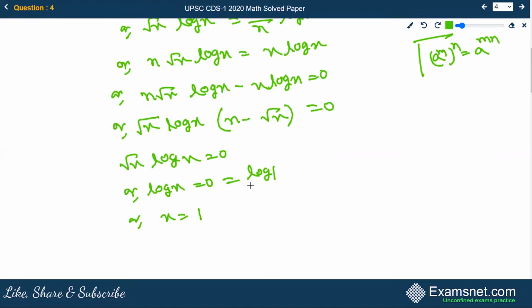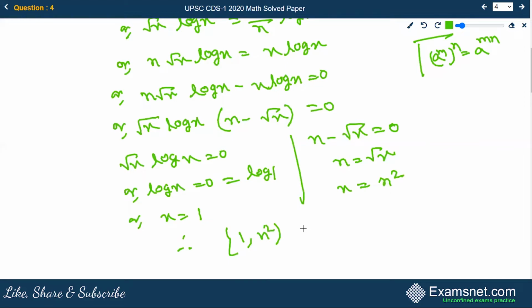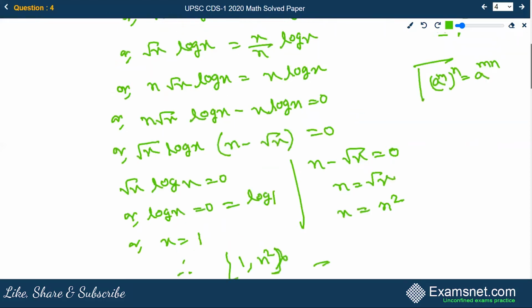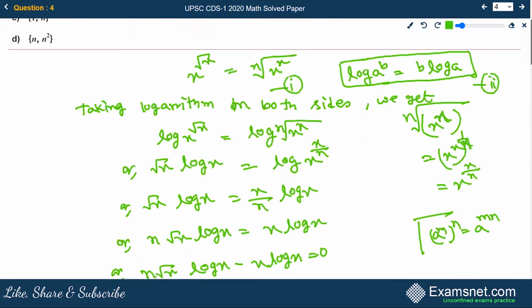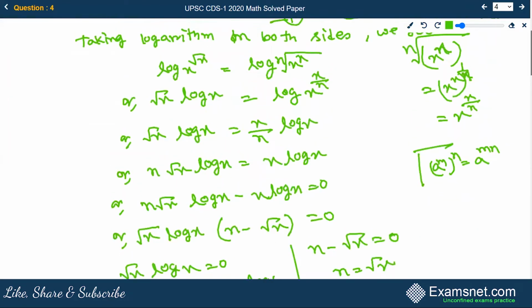And if n minus root x equals 0, then n equals root x, so x can be written as n square. Therefore, 1 comma n square is the set of solutions for the given equation. Option A is the correct answer. Please have a look at this.